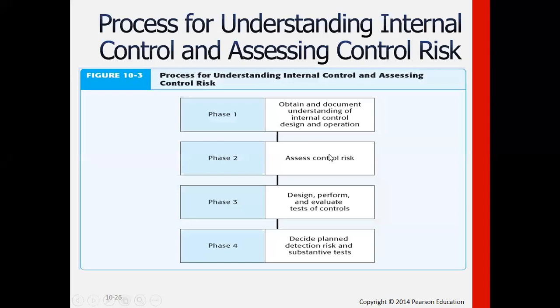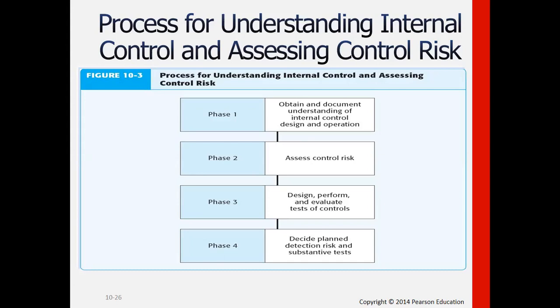understanding. So for this, we have to recall the process for understanding or comprehending, and of course eventually we'll be analyzing internal control and assessing control risk. So the figure here, 10-3, shows that phase 1 is what we have mentioned a while ago, including the design and operation. Phase 2 is to assess the risk, control risk. Phase 3 is to design, perform, and evaluate the controls as discussed above in phase 1, and we have to evaluate them. So we perform the tests of controls.